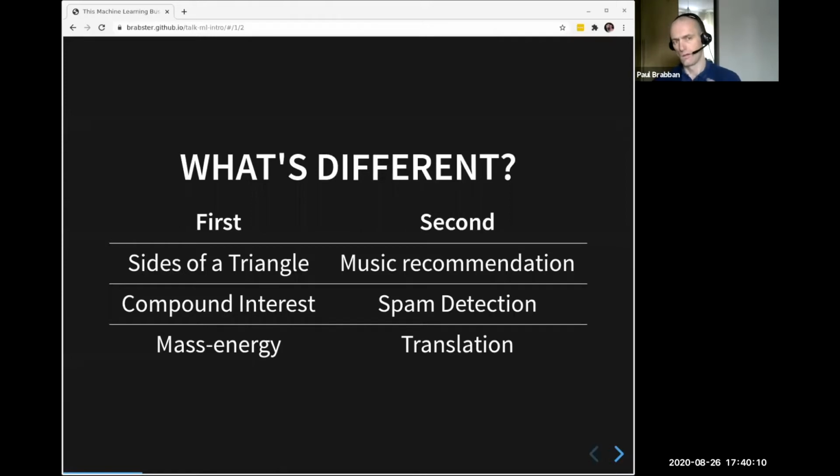So, in the left-hand column here, you've got the problems we were solving to start with, and then in the second, we've got the problems that we think we probably need machine learning to solve. So, can you raise your hands if you have any ideas what makes these two problems different? What might make them different in such a way that machine learning might be a good solution for the second set? So any ideas at all? Just raise your hand. Martin?